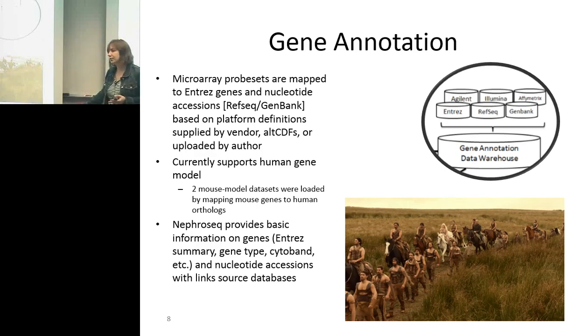There's a lot of mouse research that's being done in nephrology. And so what we actually did was map the mouse genes to the human ortholog. So it's not the entire mouse genome, but it's what we could do. And it is a little weird, but it works. Right now we fully recognize it's a little weird, but it's working for now. We know that's something we want to improve on in the future, but it does the trick.